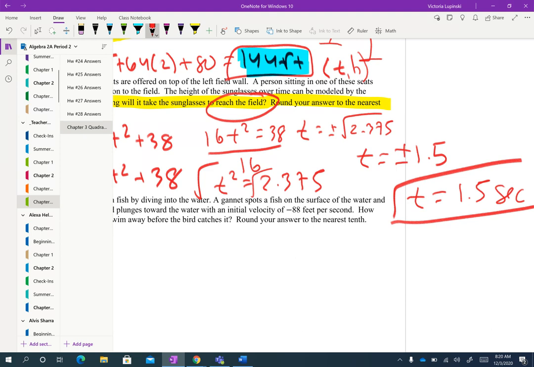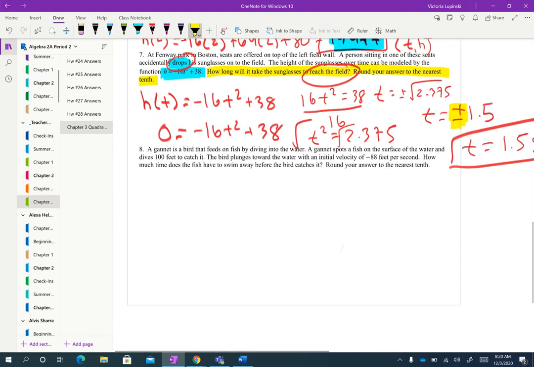Again, try to envision that. Somebody up in the stands drops their sunglasses, they pretty much immediately fall to the ground. They don't hang around, suspended in air. That just doesn't really make sense. Don't forget the plus or minus because that is important, but of course you have to understand why you're rejecting the negative answer. Time can never be negative. That doesn't make sense.